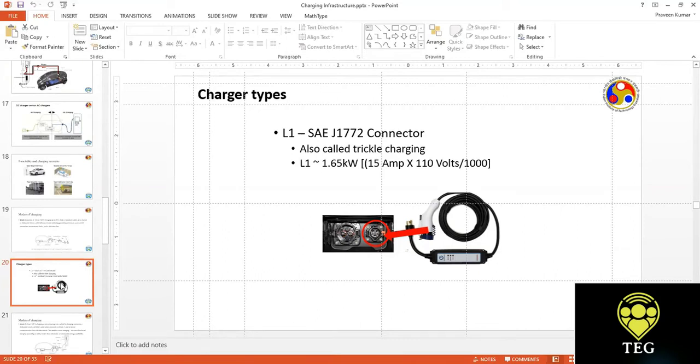So these are the kind of standards that people have developed around the world for charging the vehicle. So SAE J1772 is one of the most common standards that we have around for charging connectors.